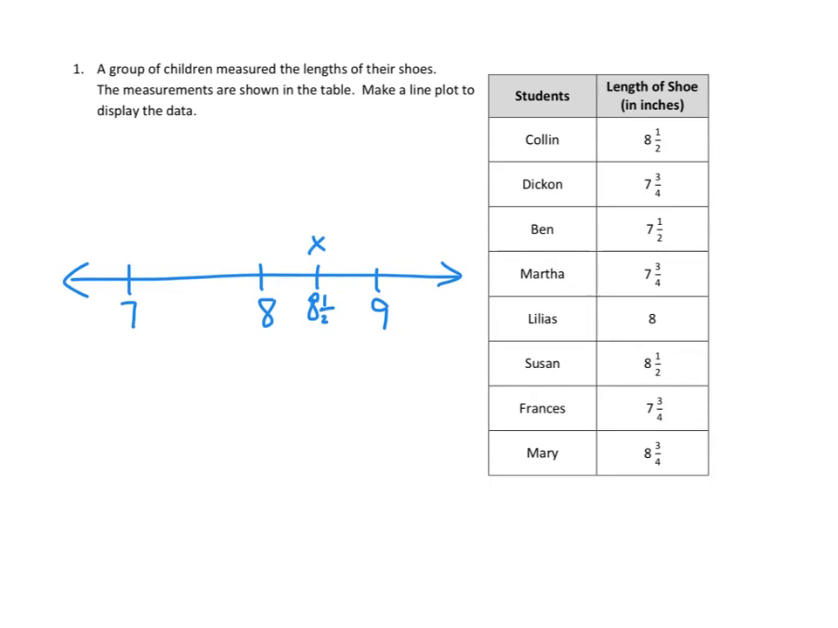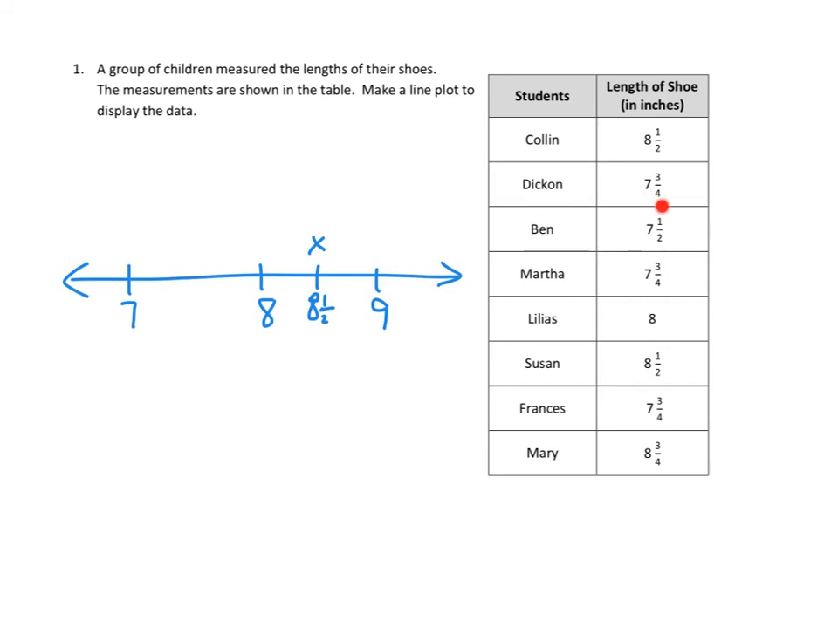He's the first one. Now, it's important to notice that if I had another person with an 8½ measurement, and I do actually, down here, Susan, I would put a second X right above that. That's why we call this a line plot, because when we get done, we're going to see in graphical form how many people have the same measurements. But that's getting a little ahead of ourselves, so I'm going to erase Susan's. I'm going to let you do that one later on. Wink, wink.